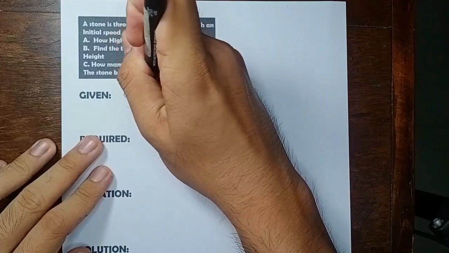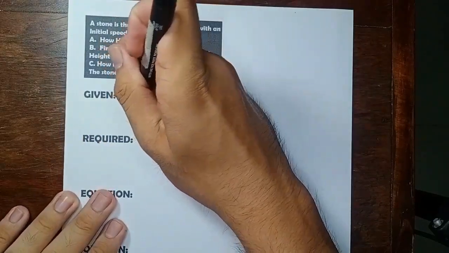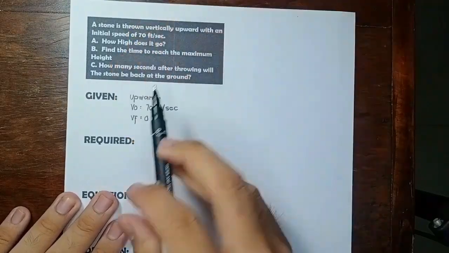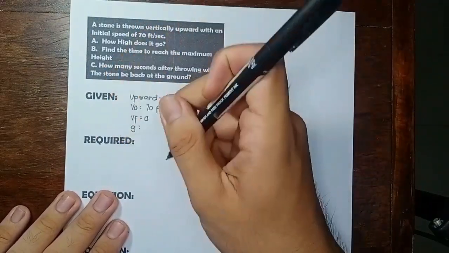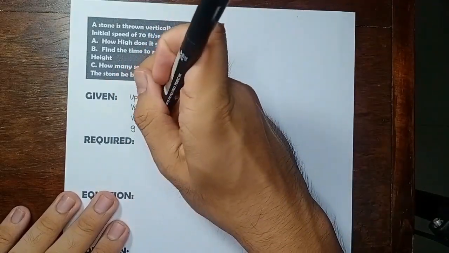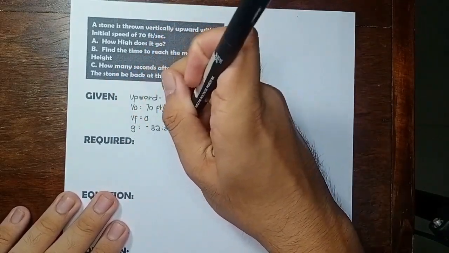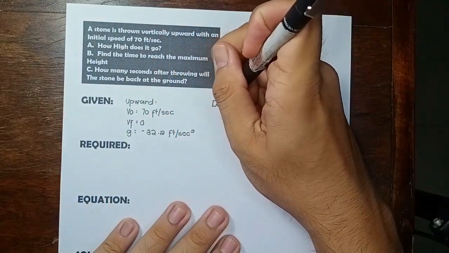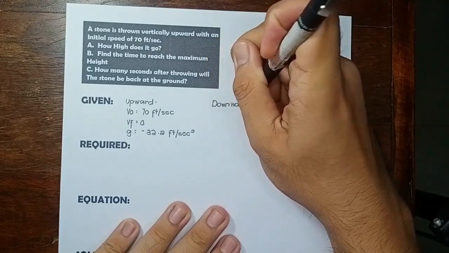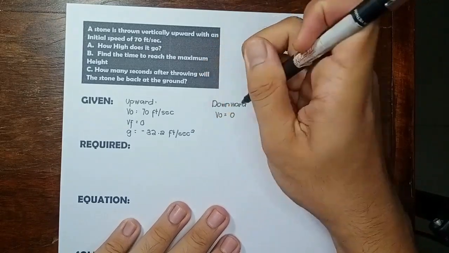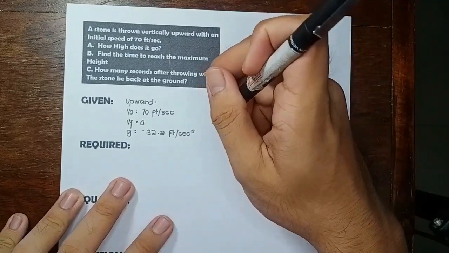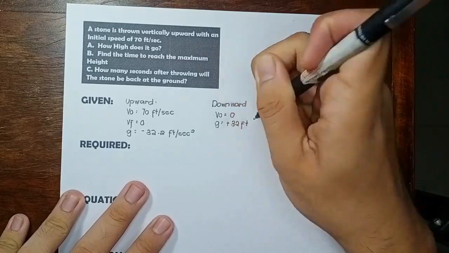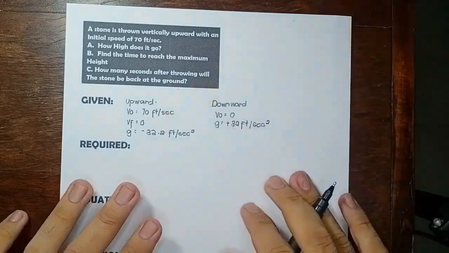For the given, in the upward movement, we have an initial velocity of 70 feet per second, a final velocity of 0, and a gravity of negative 32.2 feet per second squared. Since the movement is upward, we have a negative gravity. And for the downward movement, we have an initial velocity of 0 and a gravity of positive 32.2 feet per second squared.